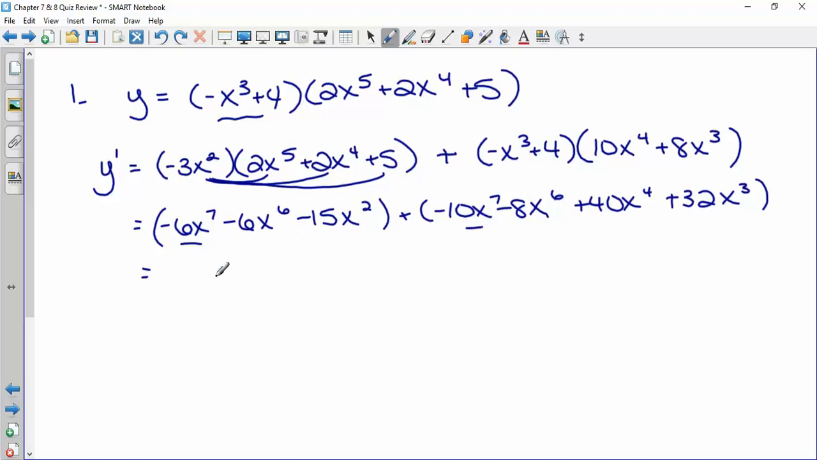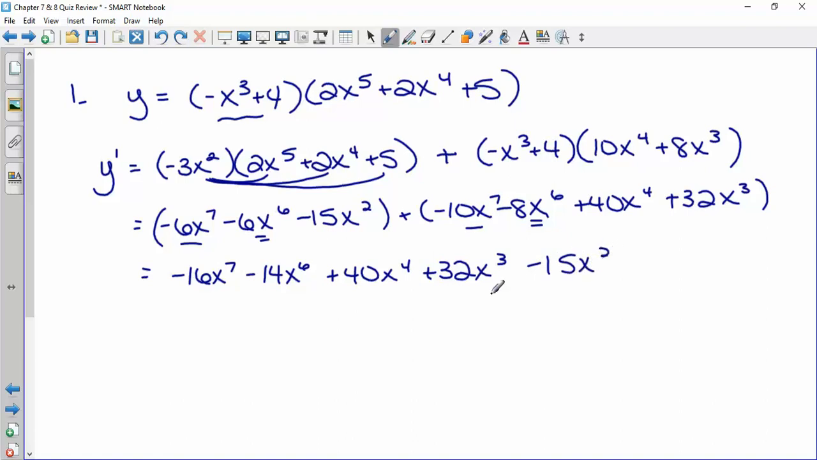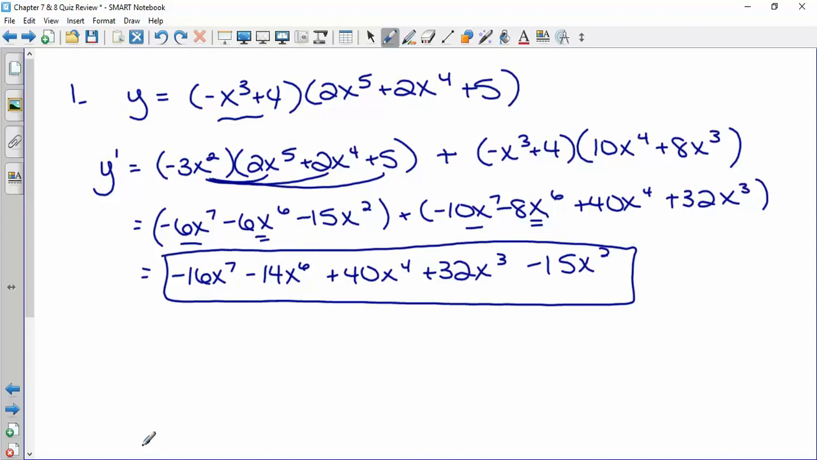Then add like terms. So negative 16x to the 7th, negative 14x to the 6th, and I have a 40x to the fourth, a 32x to the third, and negative 15x squared. It doesn't matter what order you write those terms in. I just put them in decreasing order, but that's not required.